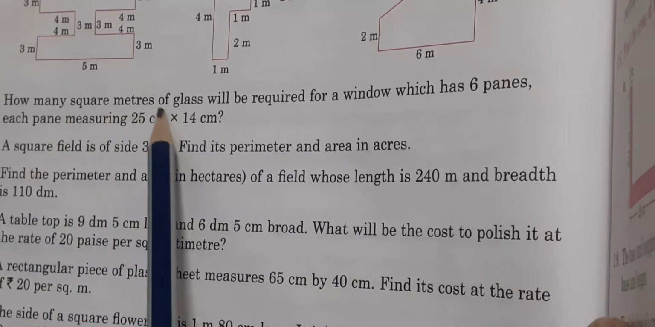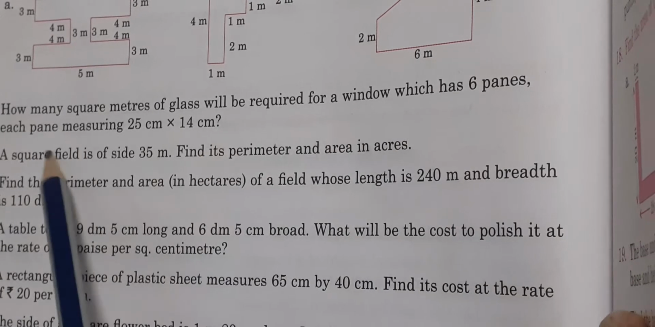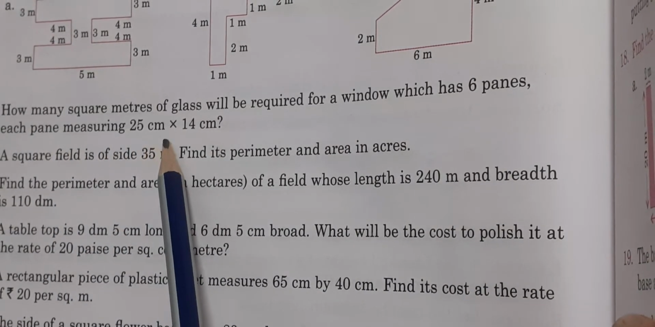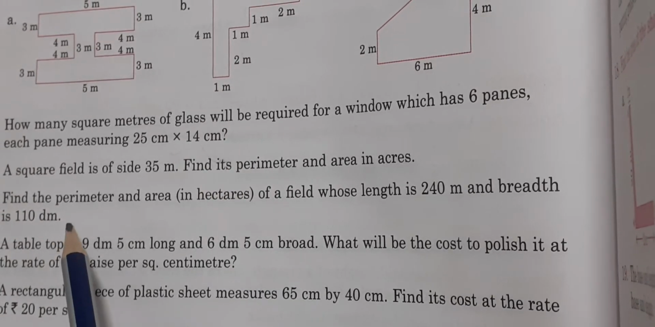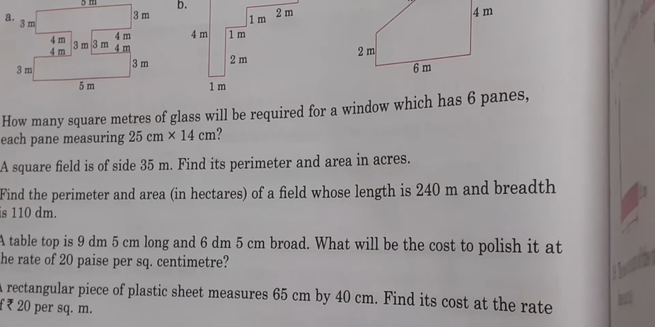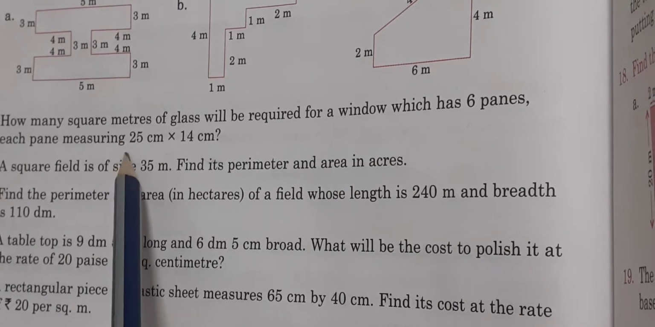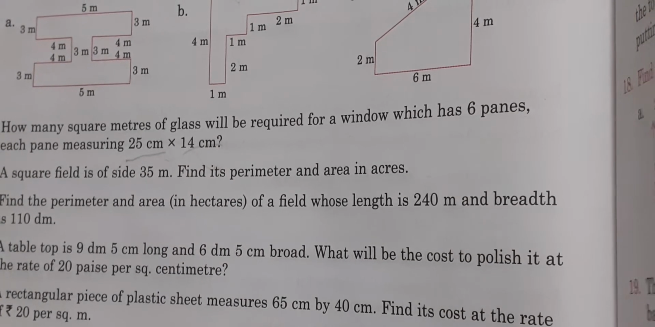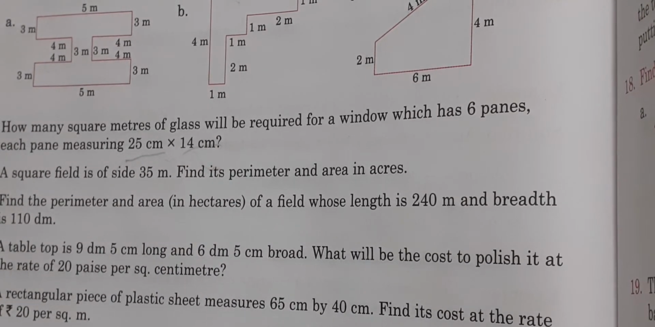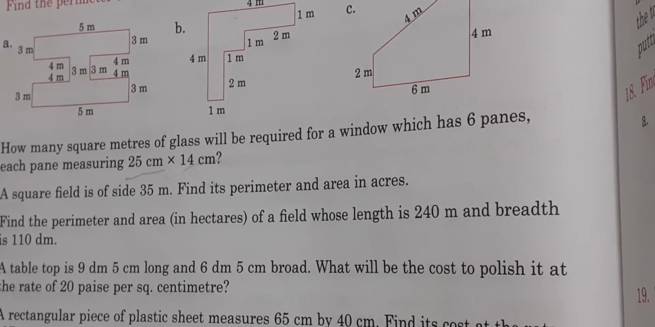How many square meters of glass will be required for a window which has 6 panes, each pane measuring 25 centimeter into 14 centimeter? Window, what will be the shape? Actually rectangle, isn't it? So this 25 centimeter we can take as length and 14 centimeter as breadth. So how many square meters of glass required? What we have to find out? Area of that surface, isn't it? Area of that rectangle we have to find out.